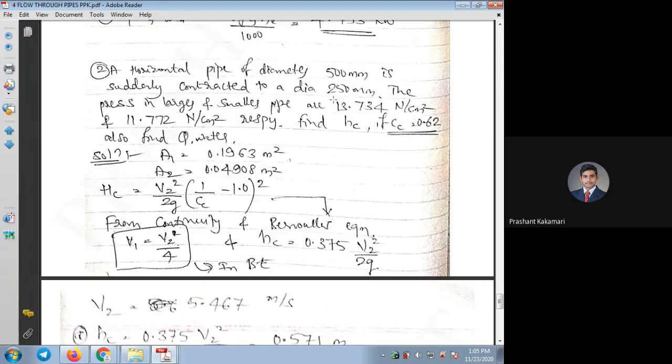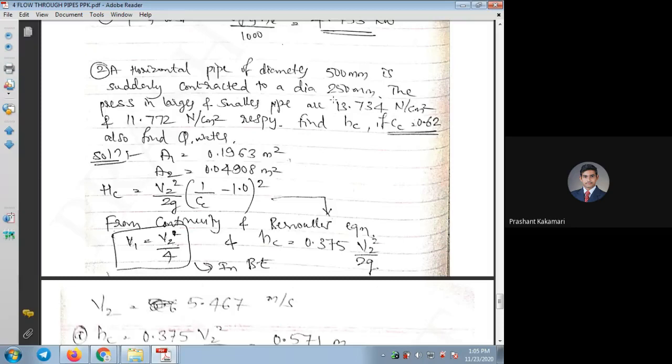In Bernoulli's equation, a horizontal pipe is given, so cancel Z1 and Z2. V1 and V2: we are going to find out the V2 value. V1 is not given in the problem, and we want only V2. So taking only the big pipe, the P1 and P2 values are given as they are.